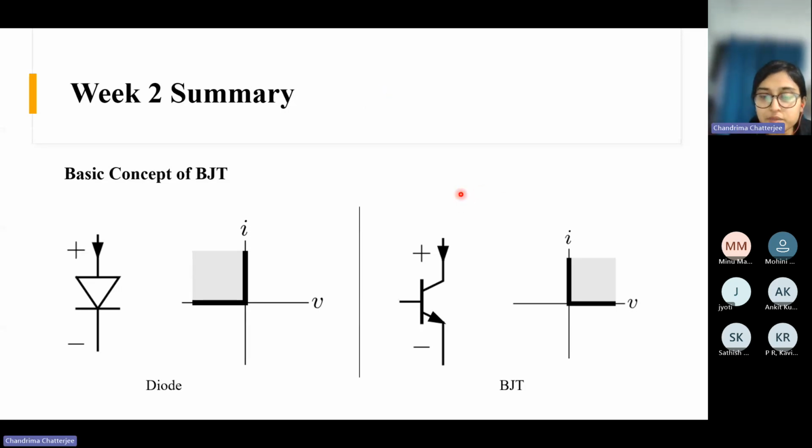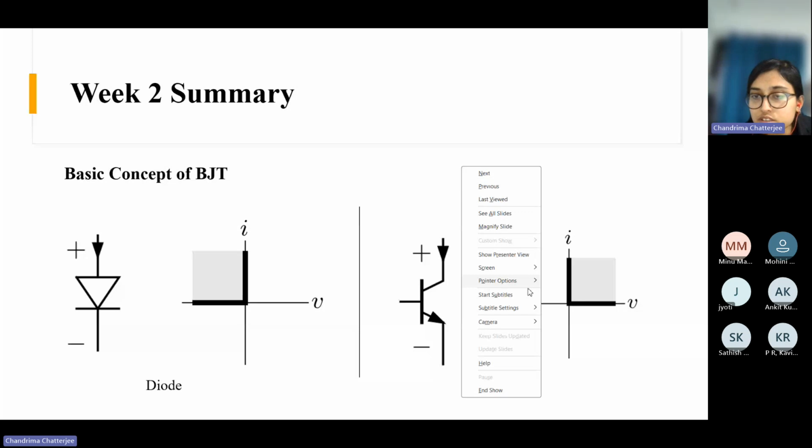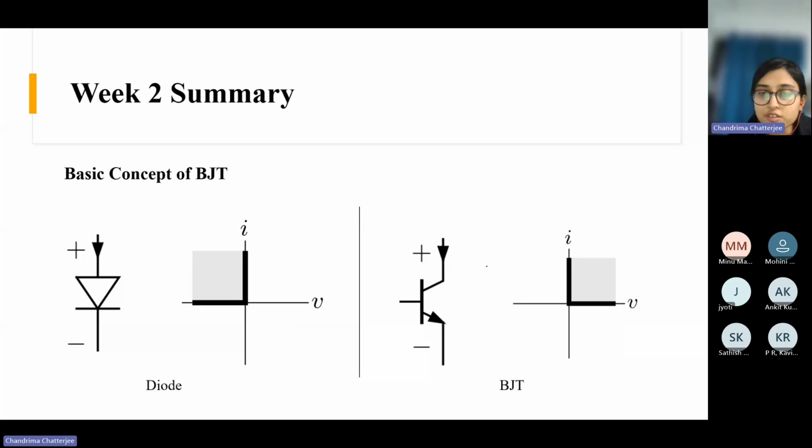If we name the terminals, usually this terminal we call the collector terminal, C. And this terminal we call the emitter. So these two are the power terminals. And this control terminal is called the base, B. Via this base terminal, we can control the turn on and turn off of the BJT. Is this fine till this point?